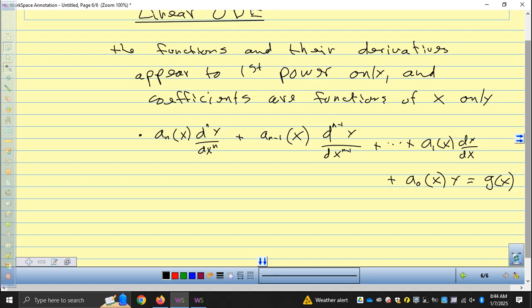Our derivatives and our functions only appear to the first power, and our coefficients are only functions of x. Now these a sub n's and this g of x can also be constants. A constant function is a function also.